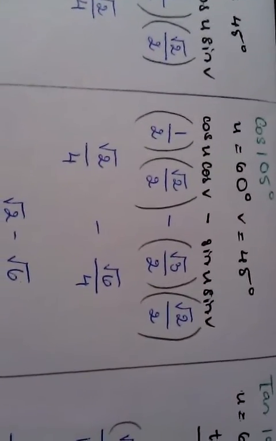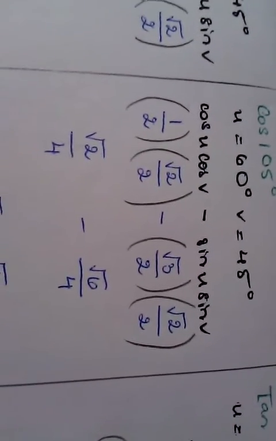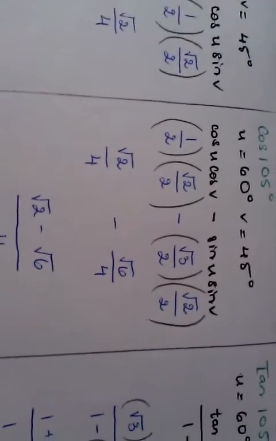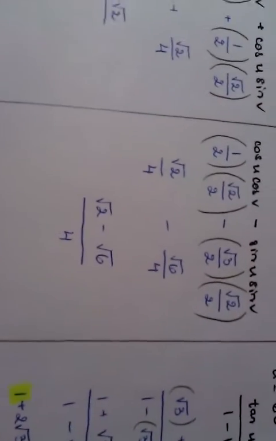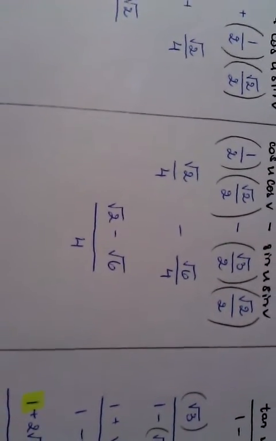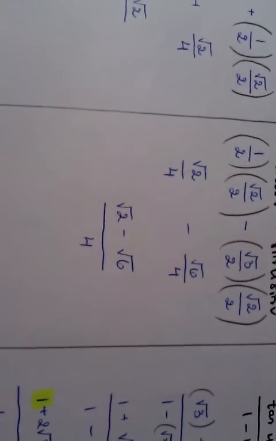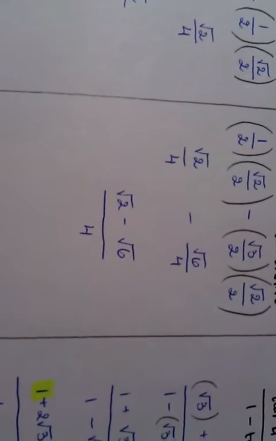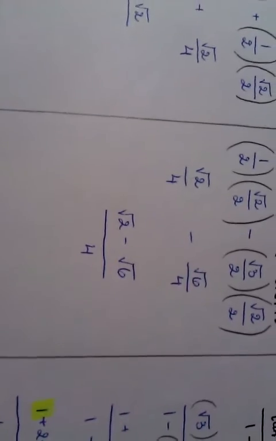Next step is cosine of 105 degrees. We use the formula cosine U cosine V minus sine U sine V. Using the given values from over here, it will give us 1 over 2 times radical 2 over 2 minus radical 3 over 2 times radical 2 over 2. When we multiply, we get radical 2 over 4 minus radical 6 over 4. And combining them, we get radical 2 minus radical 6 all over 4.